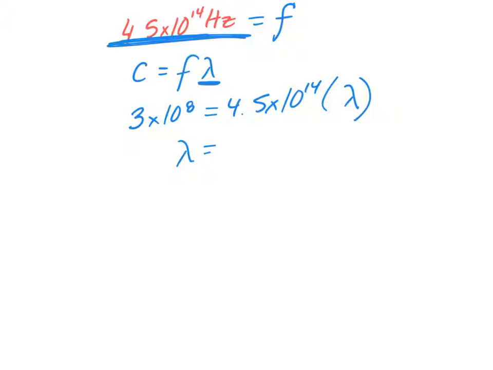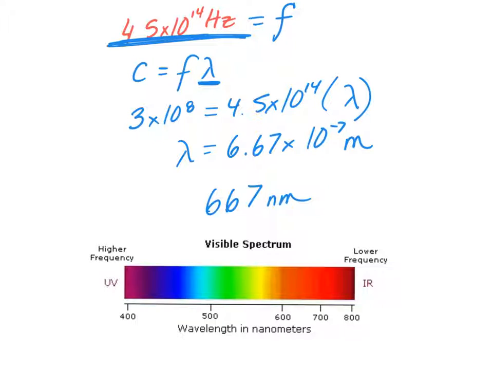And we get a wavelength of, let's see, 6.67 times 10 to the negative 7th. And that's meters. So we're looking at 667 nanometers. Okay, and where would that be?